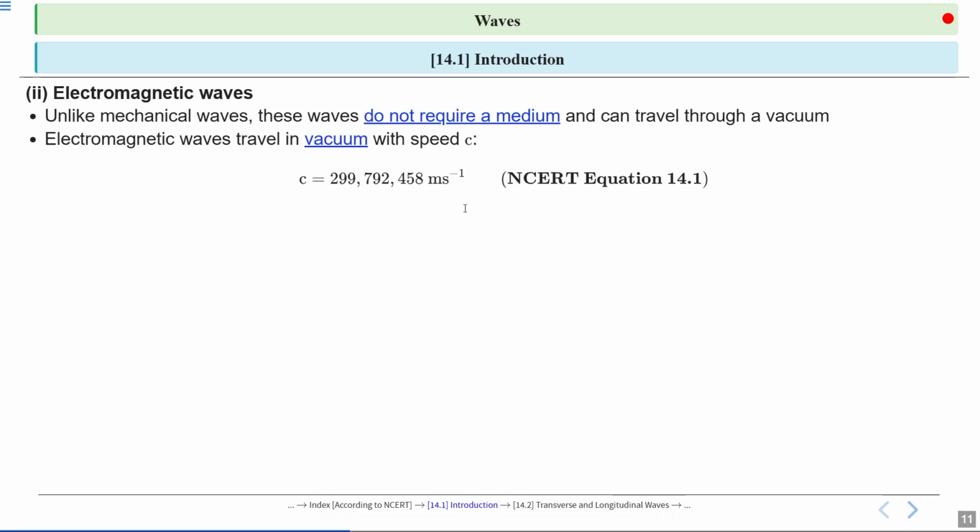Electromagnetic waves travel through a vacuum at a constant speed, which we call c. And the value of c is 299792458 meters per second. This is a fundamental constant in physics, and it's the fastest speed anything can travel. Examples: light waves coming from stars. Light from stars is a great example, since it travels millions of kilometers through space to reach us.